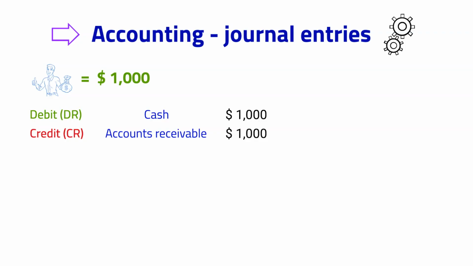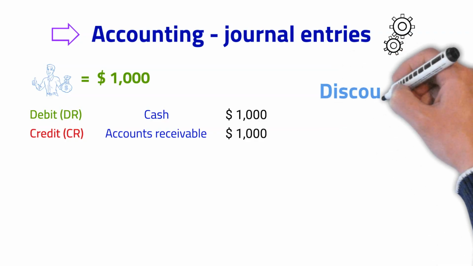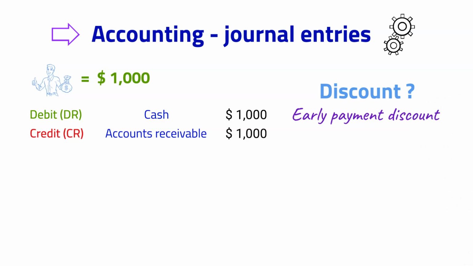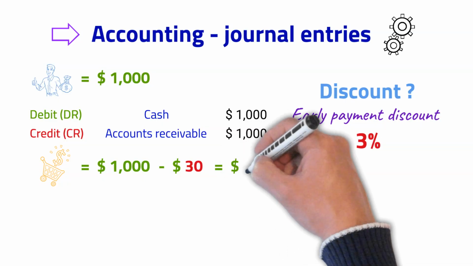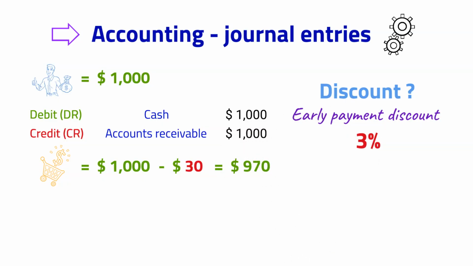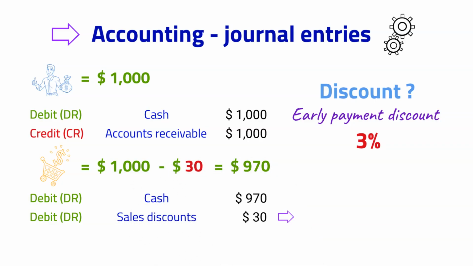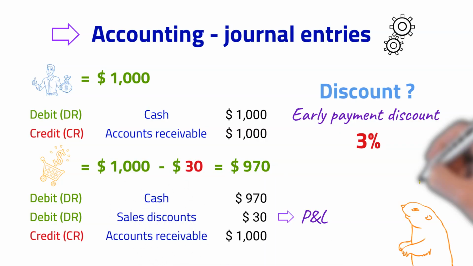But what if you don't want to wait for 30 days and would like to get your cash earlier? One of the incentives you could use is an early payment discount. You email your customer and tell them that if they pay within 10 days, you will give them a 3% discount. A customer thinks, why not, and pays you earlier. A discount ultimately reduces your revenue and is reported separately in the P&L. The journal entries here would be: debit cash $970, debit sales discounts $30. Debit to P&L means an expense, remember? Credit accounts receivable $1,000.